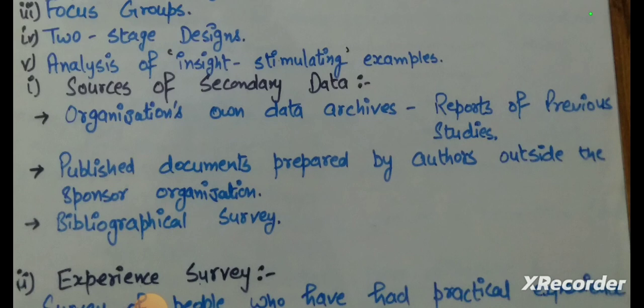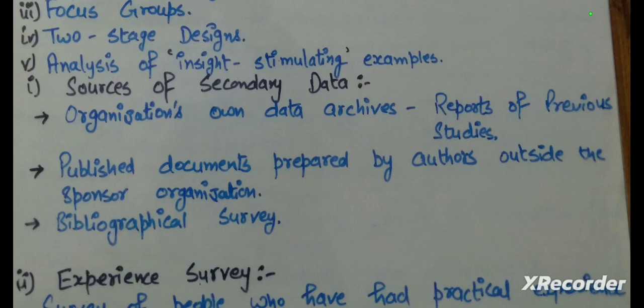Next, we have published documents prepared by authors outside the sponsor organization. The periodicals and hundreds or thousands of books on all subject aspects of business help in this. Data from secondary sources help us decide what needs to be done and can be a rich source of hypotheses. Special catalogs, subject guides, and electronic indexes also help in this category. We also have secondary sources that supply excellent background information.